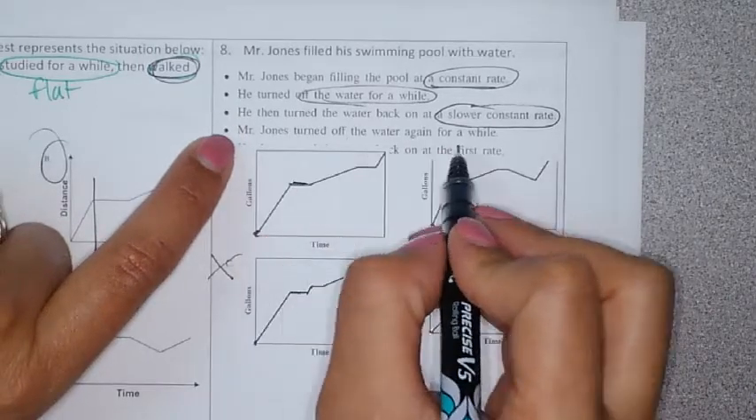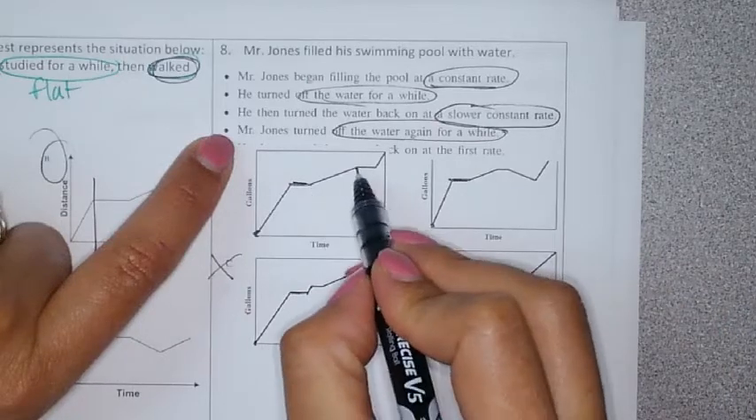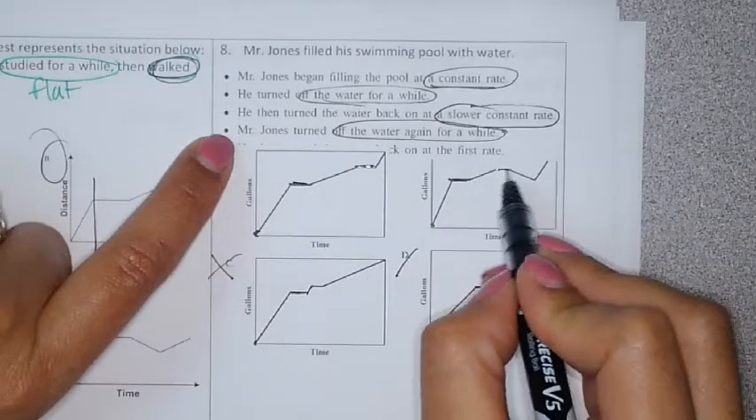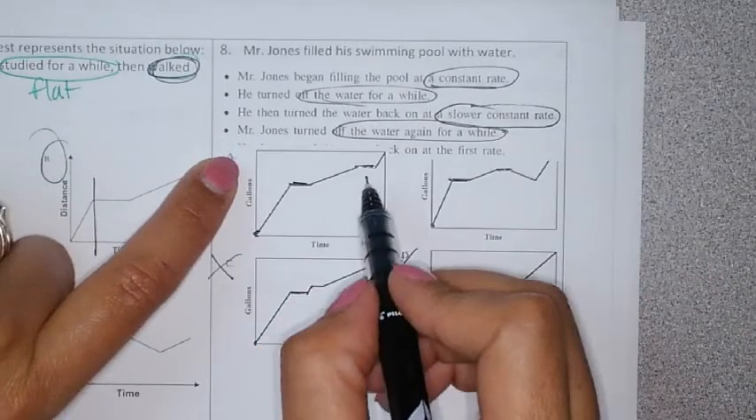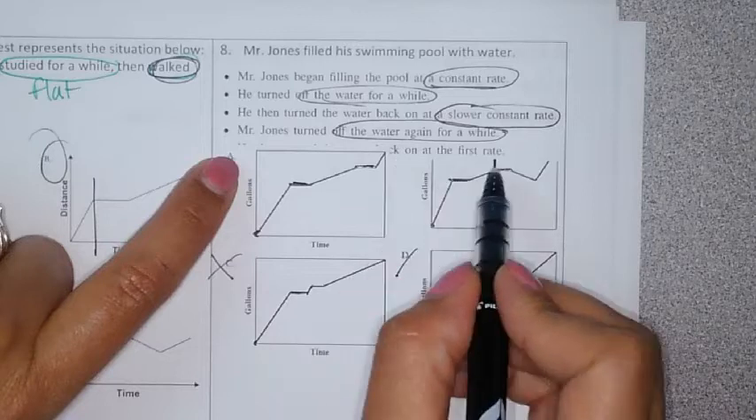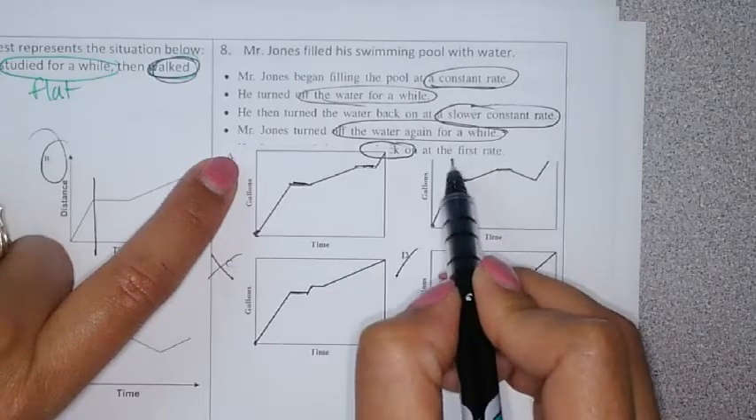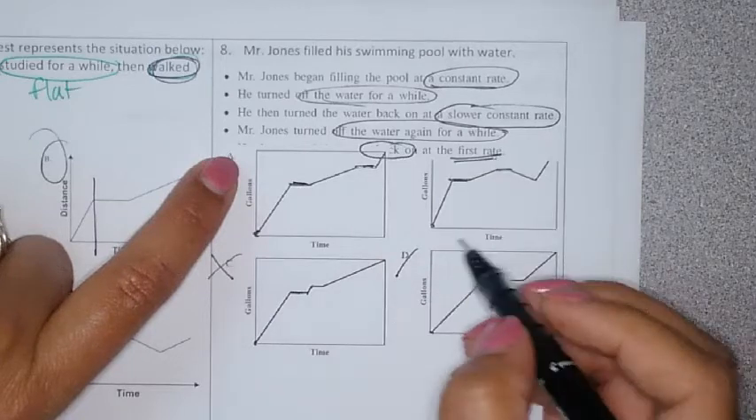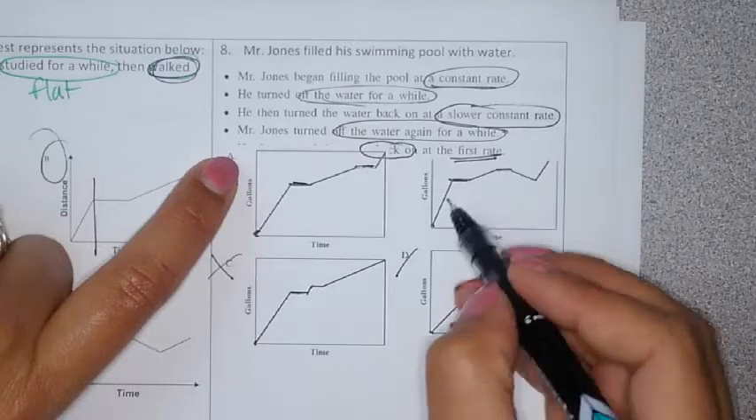Mr. Jones turned off the water again for a while, so now we need another flat line. So we do have a flat line here after, we have a flat line there after. So it's true. Okay, and then we can't even see what this is. I think it says he turned it back on the first rate. So it needs to look like the first line. And we can't really tell from these.